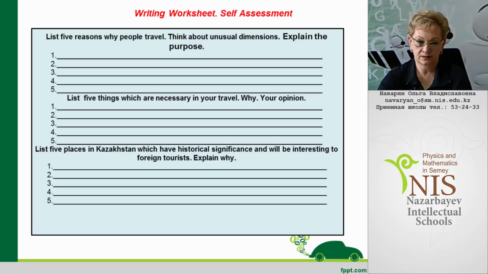So here you can see a very interesting task. List 5 reasons why people travel. Think about unusual dimensions. Again, I want to say that the 12th graders need to think more deeply, and they should understand that people can travel not only from town to town, from country to country. We should think about traveling into space or in time, for example. List 5 different things which are necessary while you're traveling, and list 5 places in Kazakhstan which have historical significance and will be interesting to foreign tourists, and of course explain why.